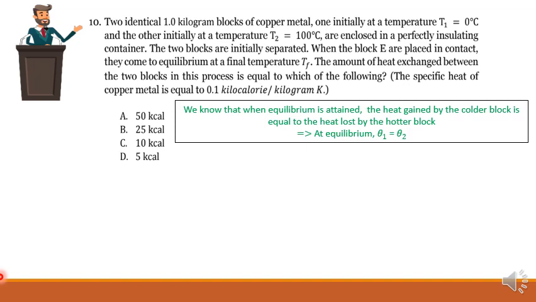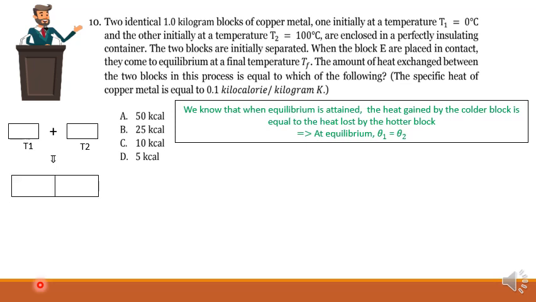Okay, now we know that when equilibrium is attained, the heat gained by the colder block must be equal to the heat lost by the hotter block, and then they will reach equilibrium when the two temperatures are equal. So at equilibrium, theta 1 is equal to theta 2. So let's illustrate what we are having. Initially, this is what we had. We have the first block here, let's say the colder block at T1, which is 0 degrees Celsius, and the hotter block at T2, which is 100 degrees Celsius.